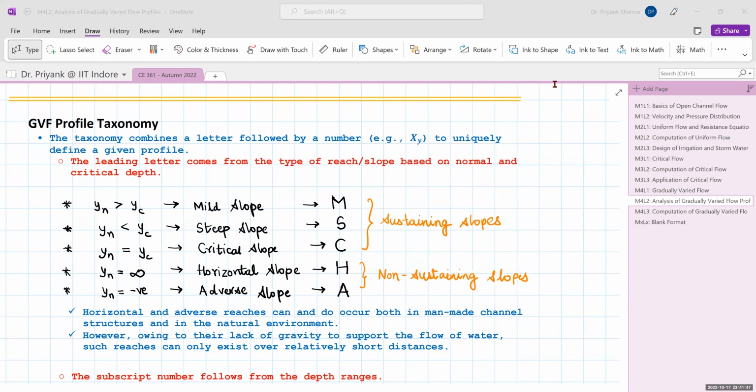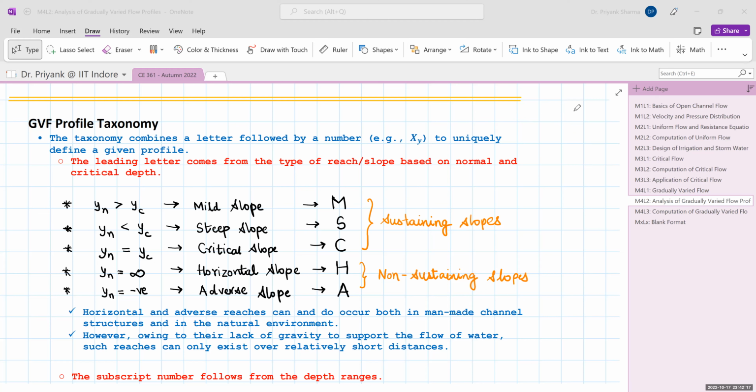So the taxonomy is a way to assign the nomenclature to a particular flow profile depending upon its flow condition. So the usual format is there is a letter which is followed by a number. So it can be x1, y1, z1 and so on. So there is a letter and a number. It could be x2, z2 and so on. So what does that define?